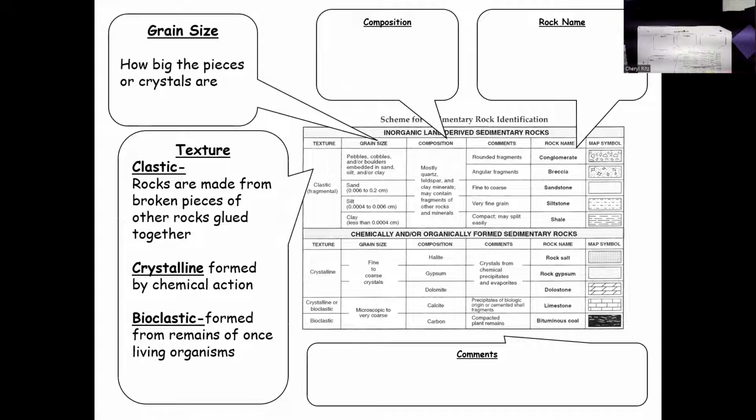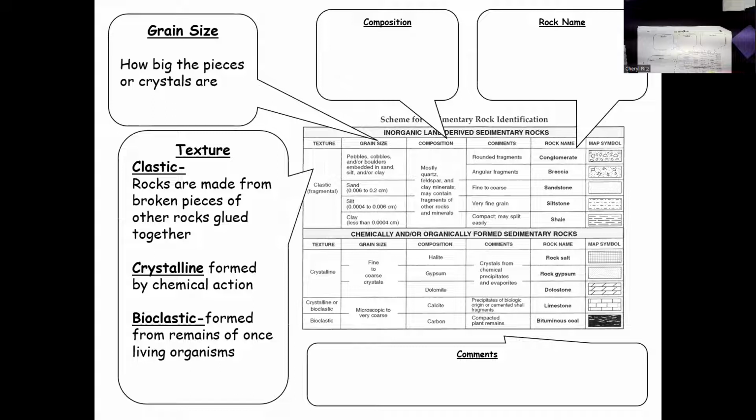All the plastic rocks are exactly the same. So all the plastic rocks, whether it's conglomerate, breccia, sandstone, siltstone, or shale, are all made of the exact same thing. Mostly quartz, feldspars, clay minerals, may contain fragments of other rocks and minerals. But composition matters for the bottom half because each one has its own composition.